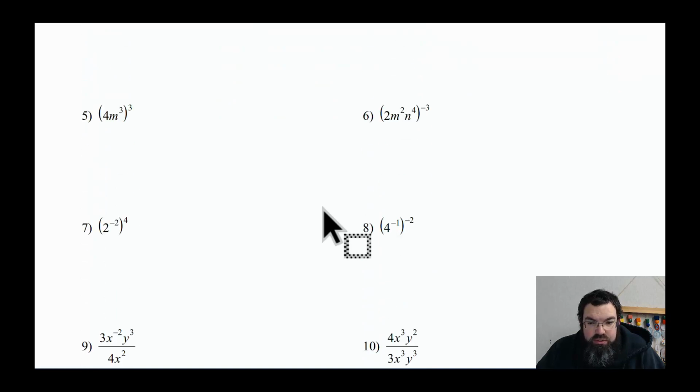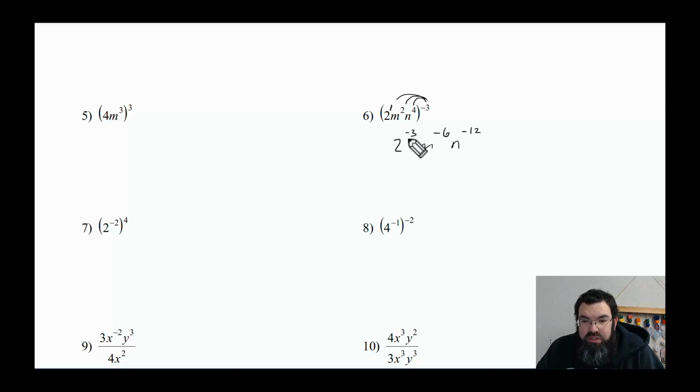What else are we going to do? Let's do number 6. Kind of just winging it here. I'm just kind of looking at it and saying, let's do this one. Remember that this 2 has a 1 on it, and this -3 acts as distributive property, so I multiply, multiply, multiply. So I get 2 to the -3, m to the -6, and then n to the -12. Because all of those are negative, this actually is all going to be in your denominator. So 2 to the 3, m to the 6, and then n to the 12.